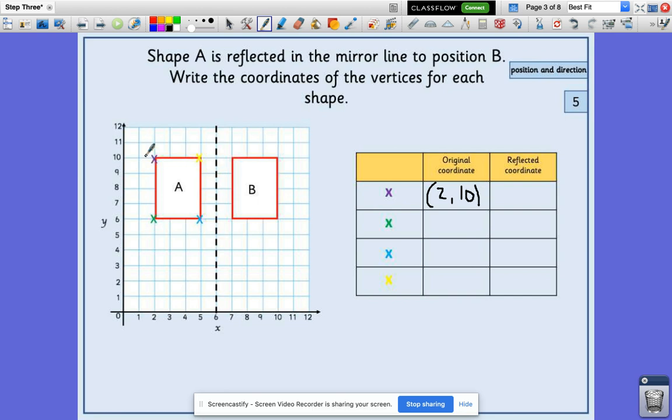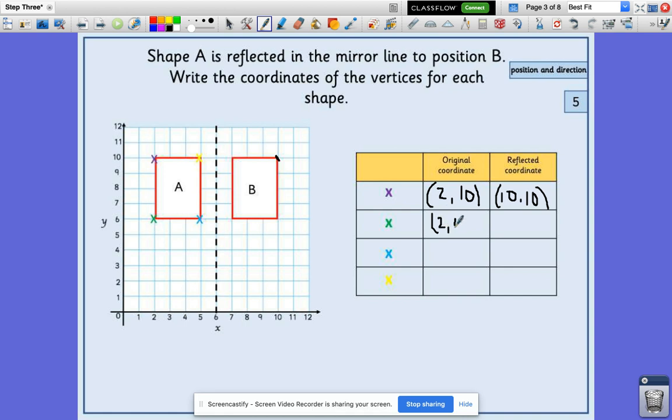Now let's be careful here. Is it reflected to this vertice? No, and you can use your mirror line, count away from the mirror line to make sure. 1, 2, 3, 4. So it's the point that's 4 away. 1, 2, 3, 4, which is this vertice, which is 10, 10.